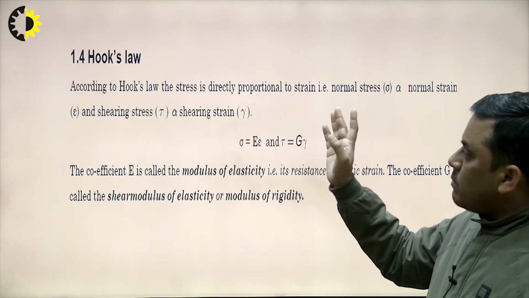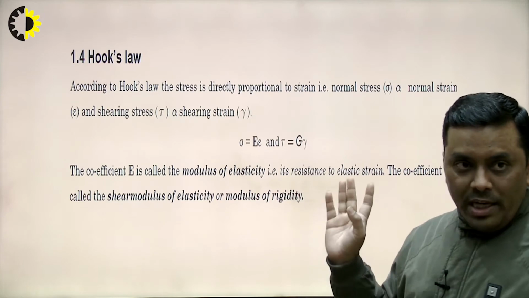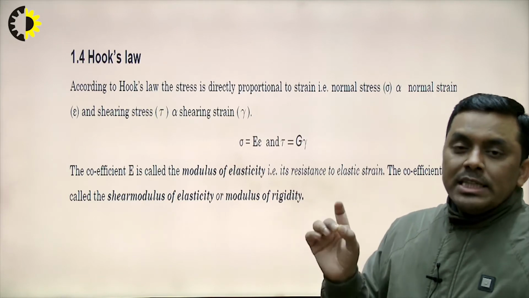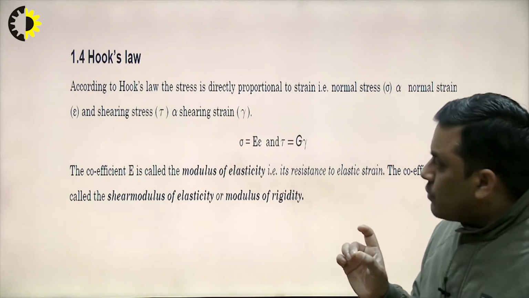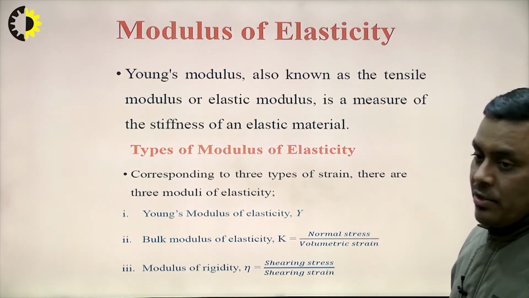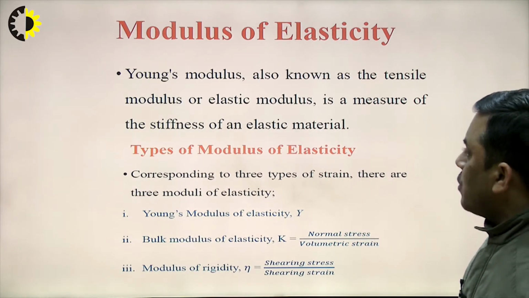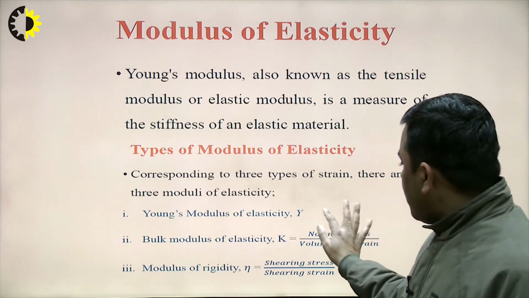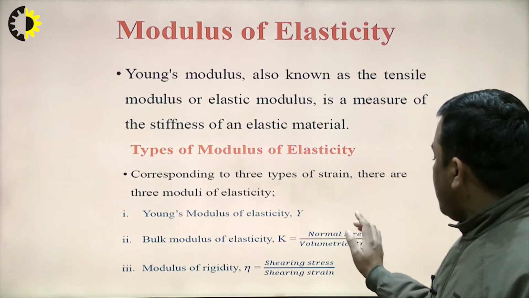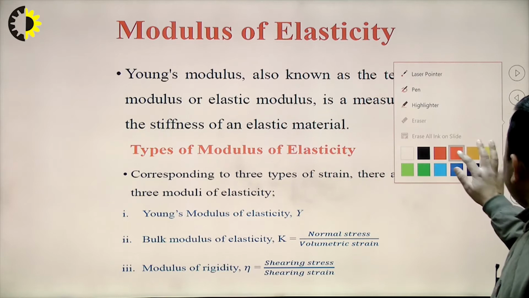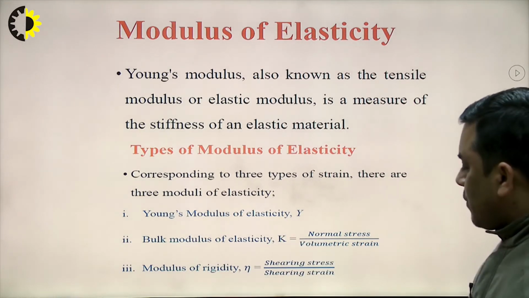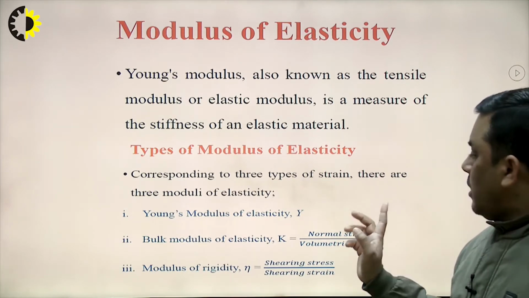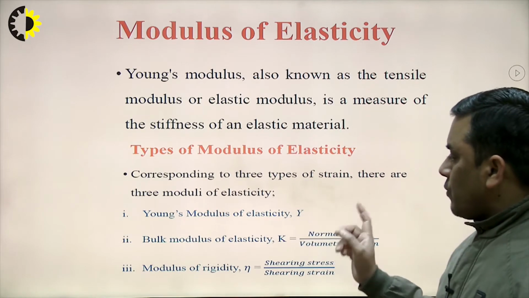So, first of all, it must be clear what Hooke's law is. Again I am repeating the statement: within the elastic limit of any body, stress is directly proportional to strain. By this Hooke's law, we can define different elastic constants or moduli of elasticity. First, Young's modulus of elasticity. Second is the bulk modulus of elasticity. Third is the modulus of rigidity. There are three different moduli of elasticity or elastic constants we deal with.